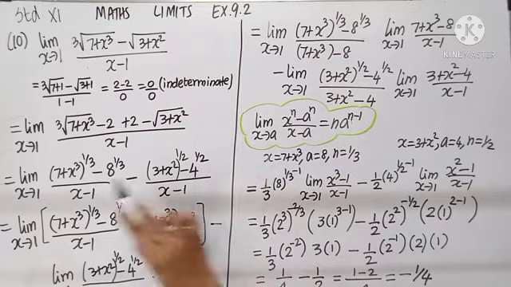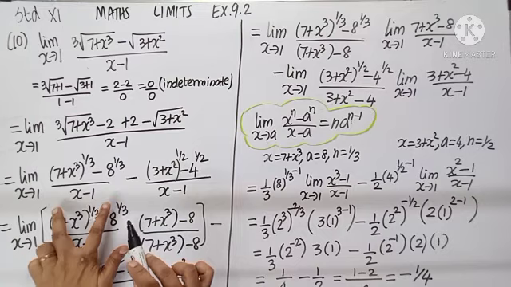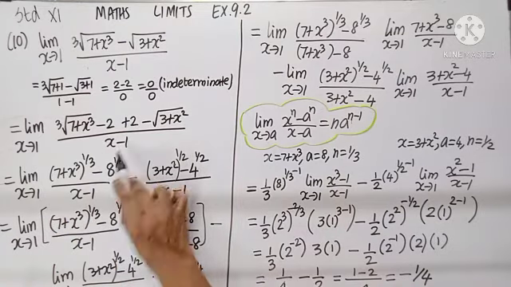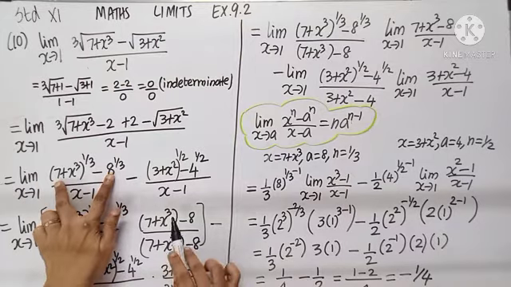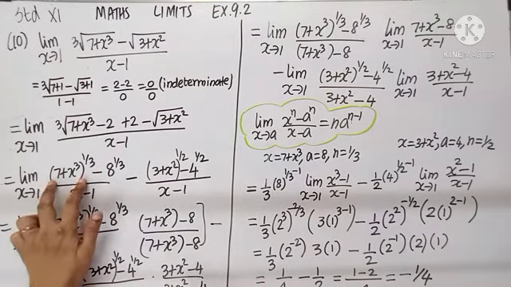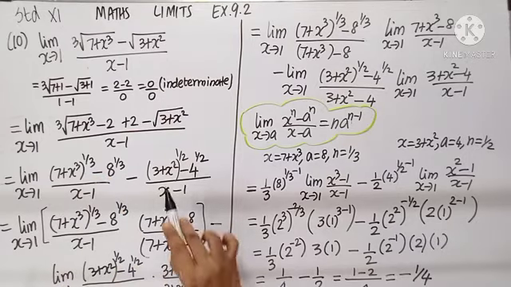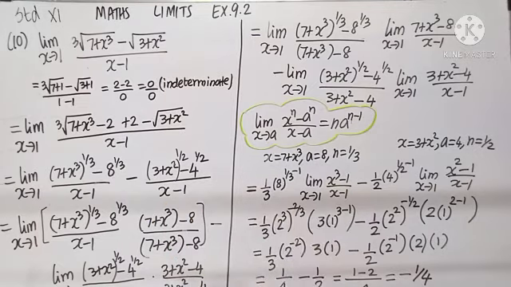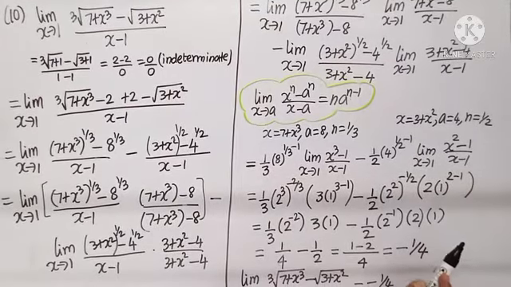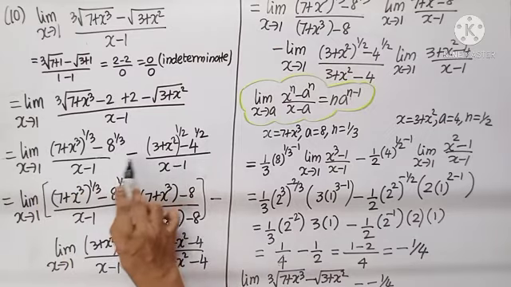Now if I want to compare with this formula, I need these two terms in the denominator. But x minus 1 is coming here. What to do? What I want, let me multiply and divide. So 7 plus x cube minus 8, I multiply as well as divide. Similarly here, I want 3 plus x square minus 4 to apply the formula. So 3 plus x square minus 4, let me multiply and divide. As I simplify, limit for two different terms. What symbol is here? Minus.